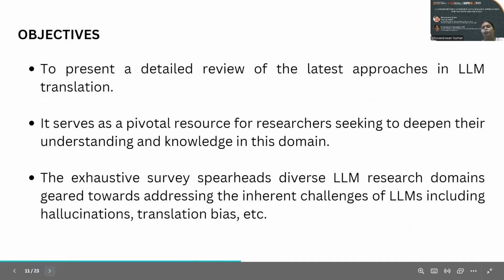The main objectives of this paper: we present a detailed review of the latest approaches in LLM-based translation, and this serves as a pivotal resource, the main resource for researchers who want to deepen their understanding and knowledge in this particular domain. This exhaustive survey also spearheads diverse LLM research works which are geared towards addressing the challenges of LLMs, including hallucination, translation bias, etc.